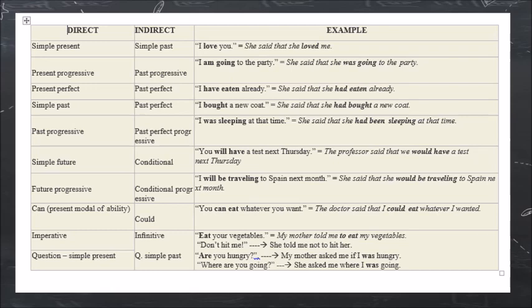Next, the next sample is from imperative sentences. "Eat your vegetables." My mother told me to eat my vegetables. "Don't hit me." She told me not to hit her. "Are you hungry?" My mother asked me if I was hungry. "Where are you going?" She asked me where I was going.